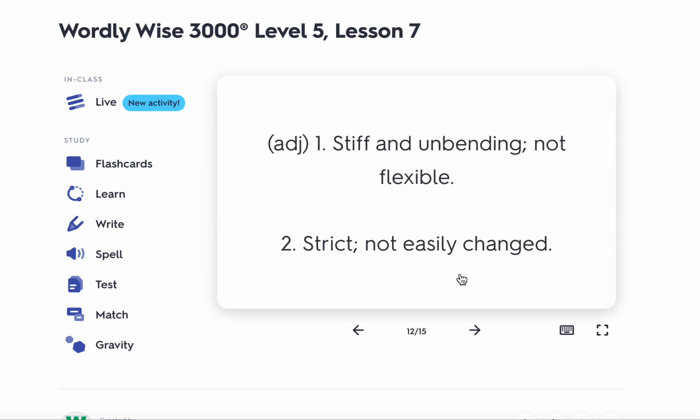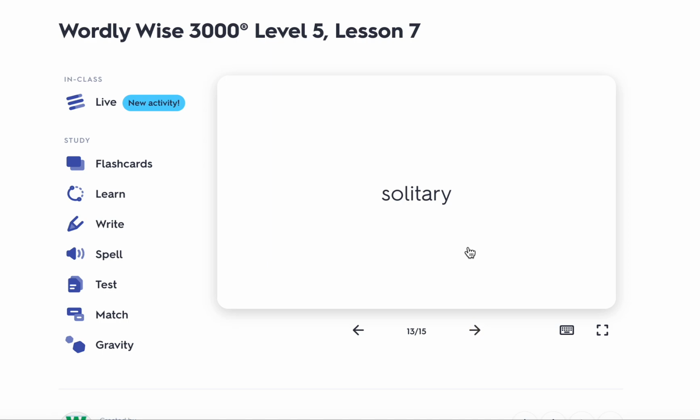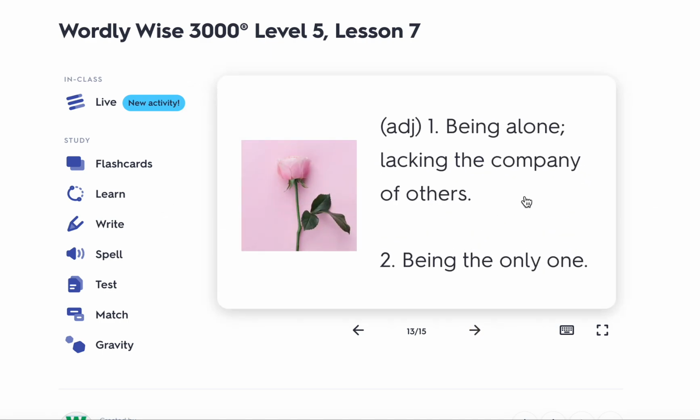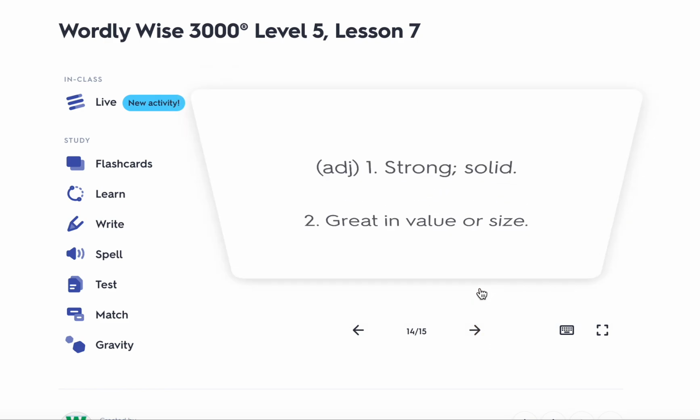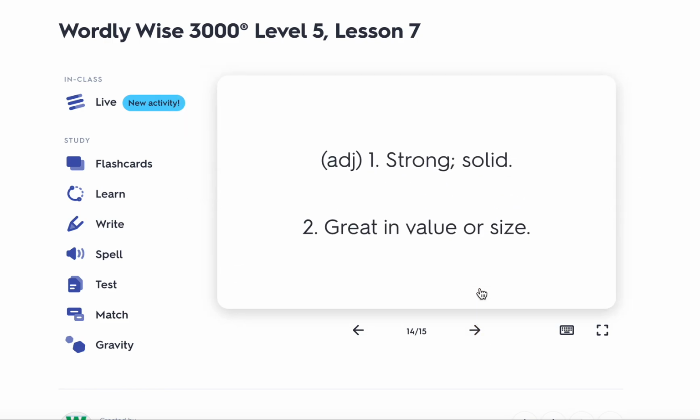Rigid means very stiff and unbending, or it could mean very strict. So, for example, you might have rigid rules at home, things that you know that you cannot do or that you should be doing. It also might mean something that's very stiff or unbending. Solitary means being alone, lacking others, being the only one. Substantial. Substantial means really strong or solid or in great value. So it might be a substantial amount of, maybe you ate a substantial amount of food on Thanksgiving.